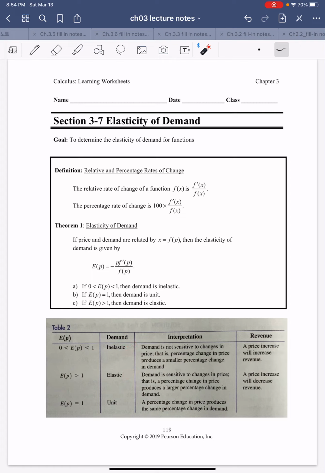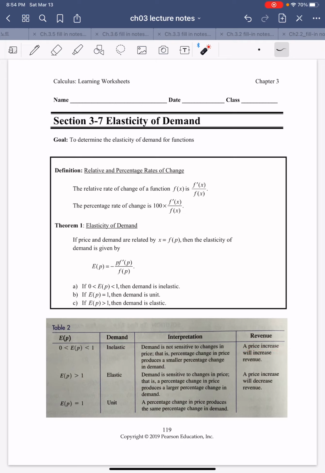The interpretation for inelastic is that demand is not sensitive to the change in price. That is, a percent change in price produces a smaller percentage change in demand. Therefore, in terms of revenue, a price increase will increase the revenue.